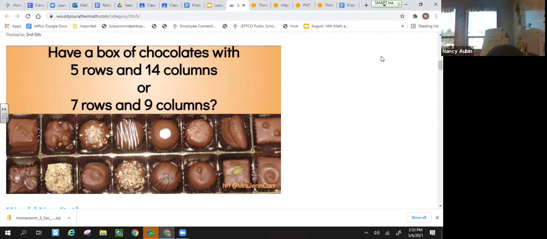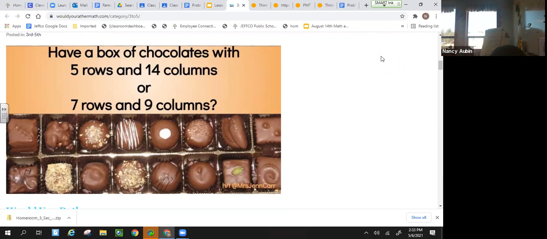You're not doing your work, buddy. No, right. Start figuring it out. What would 5 rows with 14 columns be? What would 7 rows with 9 columns be? I know one of them you can figure out like that, right? That's not going to take you long at all. So one of them's going to be kind of hard. Ooh, you did a wonderful job.